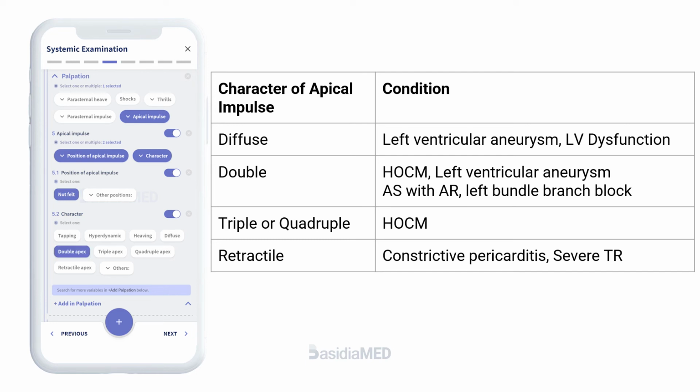Double apical impulse is noted in hypertrophic obstructive cardiomyopathy, left ventricular aneurysm, aortic stenosis with regurgitation, and left bundle branch block. Triple or quadruple apical impulse is noted in hypertrophic obstructive cardiomyopathy. Retractile apical impulse is associated with constrictive pericarditis and severe tricuspid regurgitation.